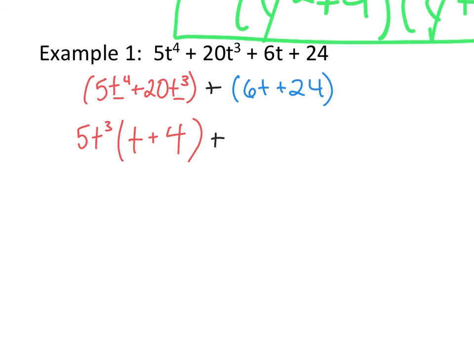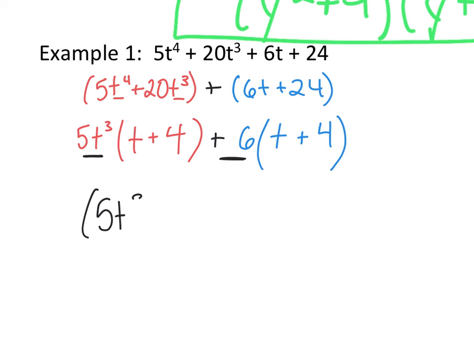What do 6t and 24 have in common? Just 6. 6t divided by 6 is just t. And 24 divided by 6 is 4. Do my parentheses match the insides? Yep, so my very last step is just to take my outsides and put them in one set of parentheses and leave my insides. That's all.